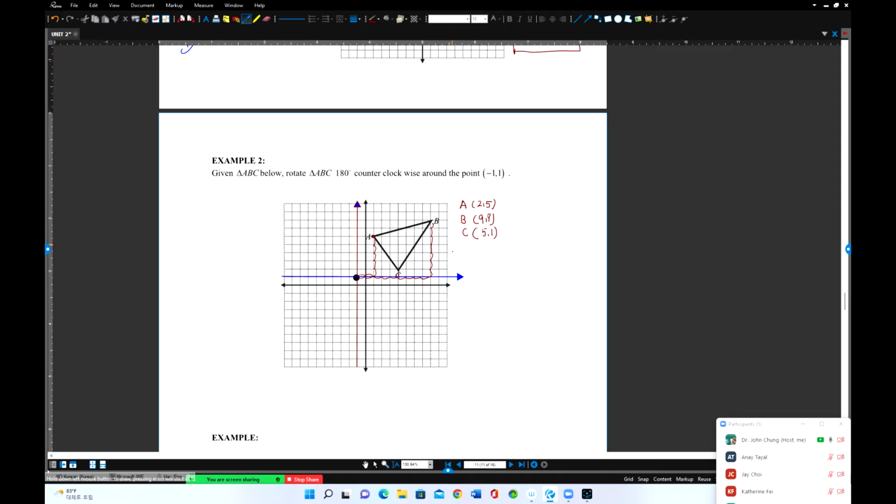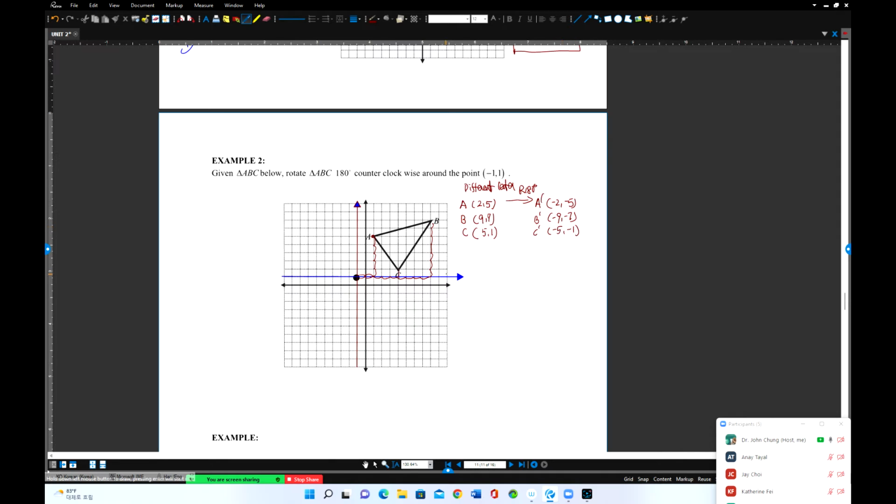Okay, still this is not true. This one uses a different center, right? Using a different center, now we apply a 180 rotation. 180 is what? Do not switch. Just put a negative sign on both. A prime is negative 2, negative 5. B prime is negative 9, negative 7. C prime is negative 5, negative 1. That's it.